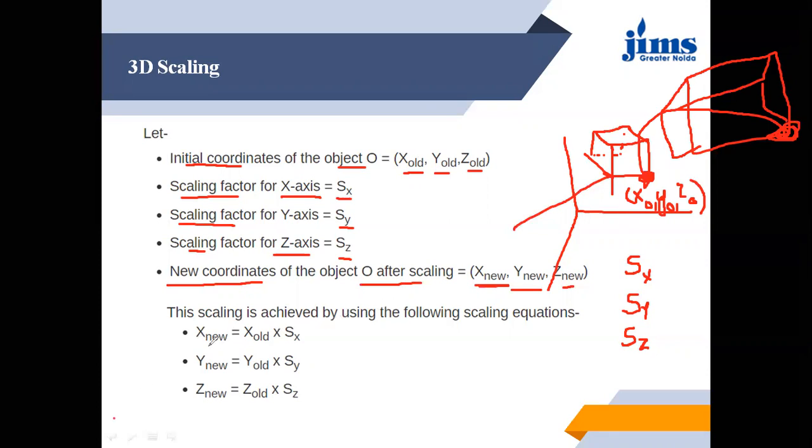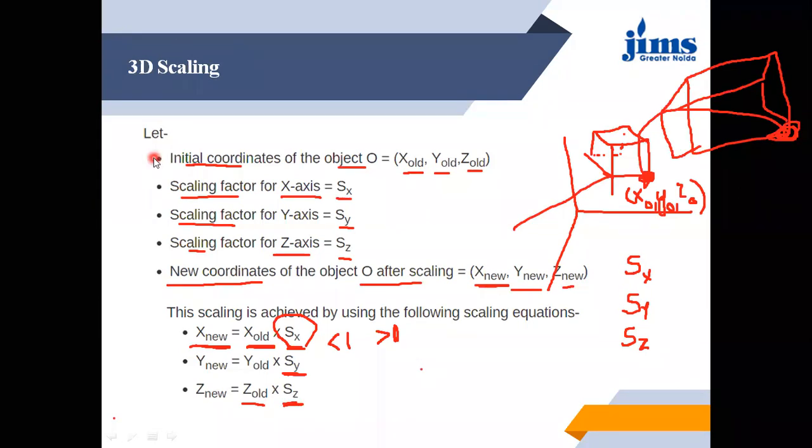So x new, the new coordinate in the x direction, will be equal to x old into Sx. The value of Sx can be less than 1, or it can be more than 1 when the size of the object is enhancing. On the y-axis it is y old multiplied by Sy, and on the z-axis it is z old multiplied by Sz. So it's really very simple.